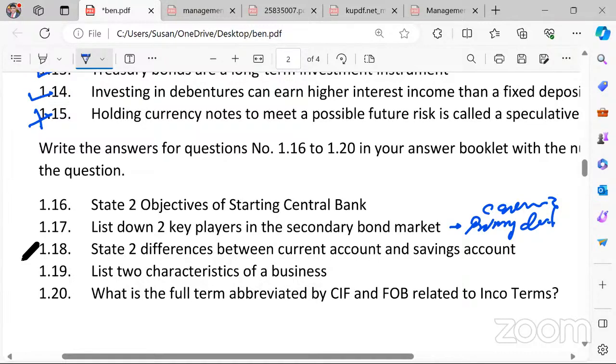State 2 differences between current account and savings account. Have you done that?